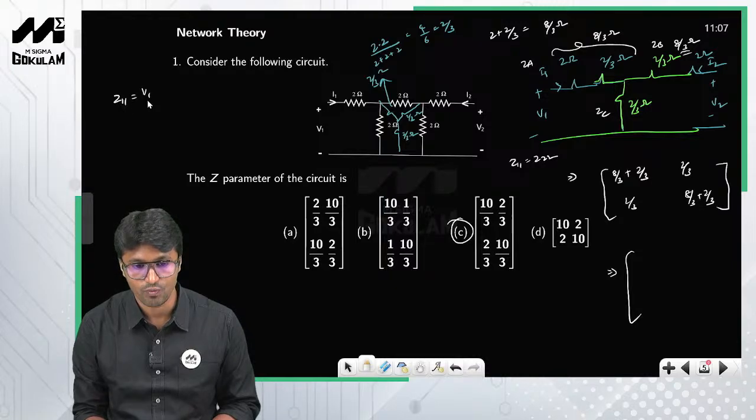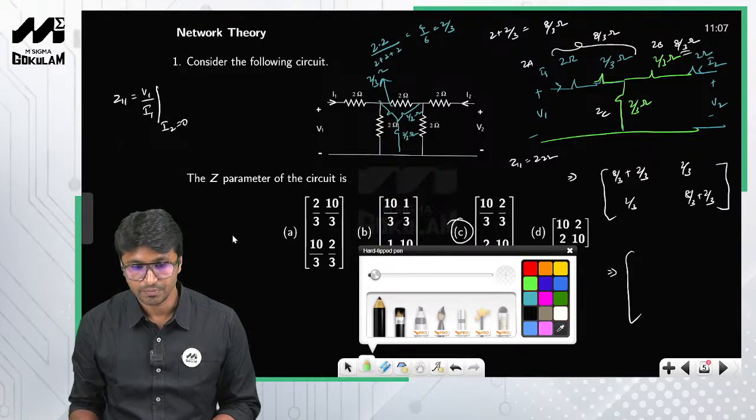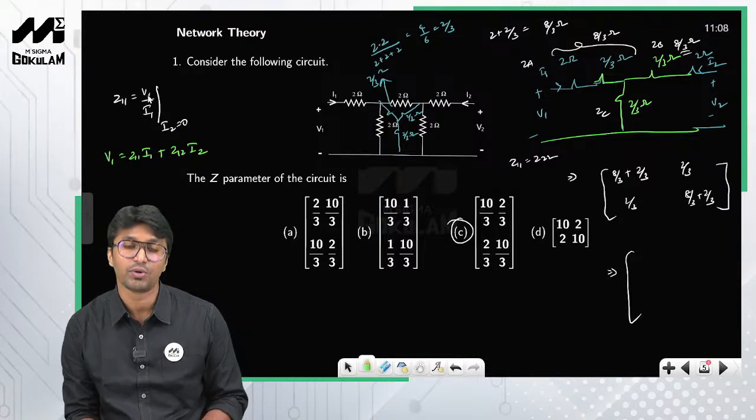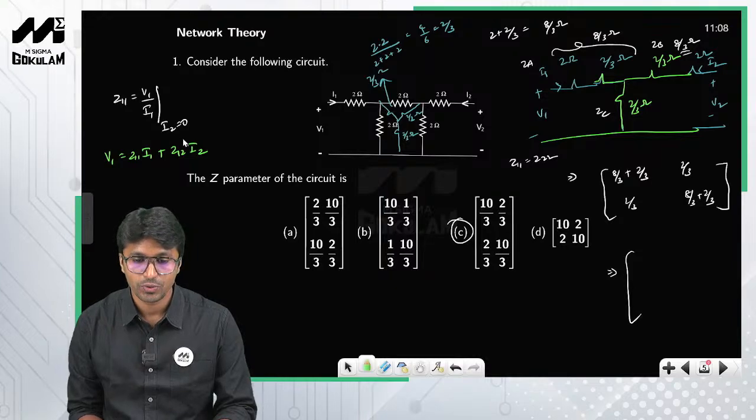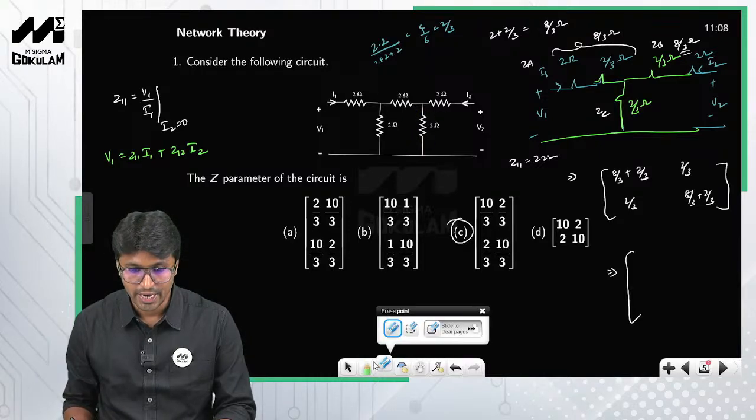Z11 is equal to V1 by I1 when I2 is equal to 0. Okay, so apply the equation of a Z matrix, that is V1 is equal to Z11 I1 plus Z12 I2, right? So therefore from this, Z11 is equal to V1 by I1 given I2 is equal to 0. So make this I2 equal to 0. If you do that, you can clearly see that.